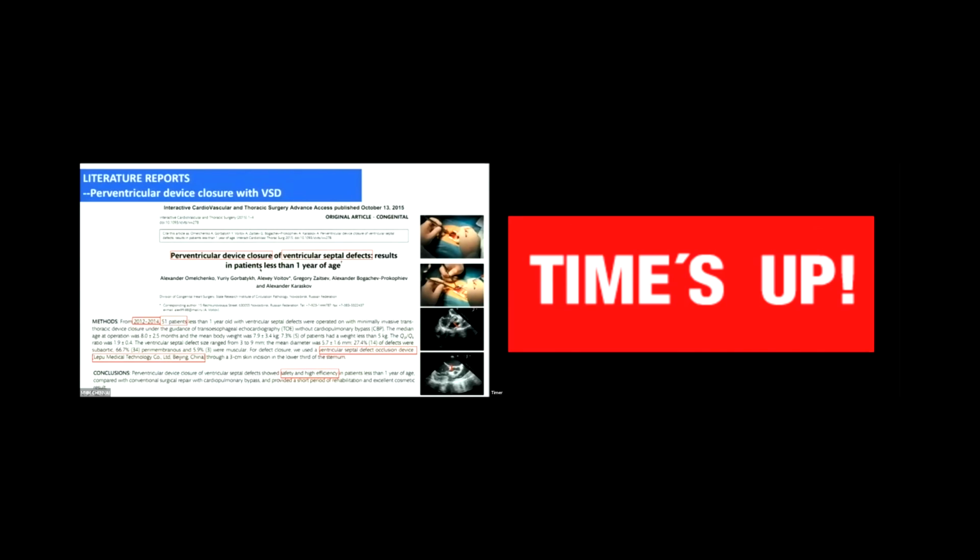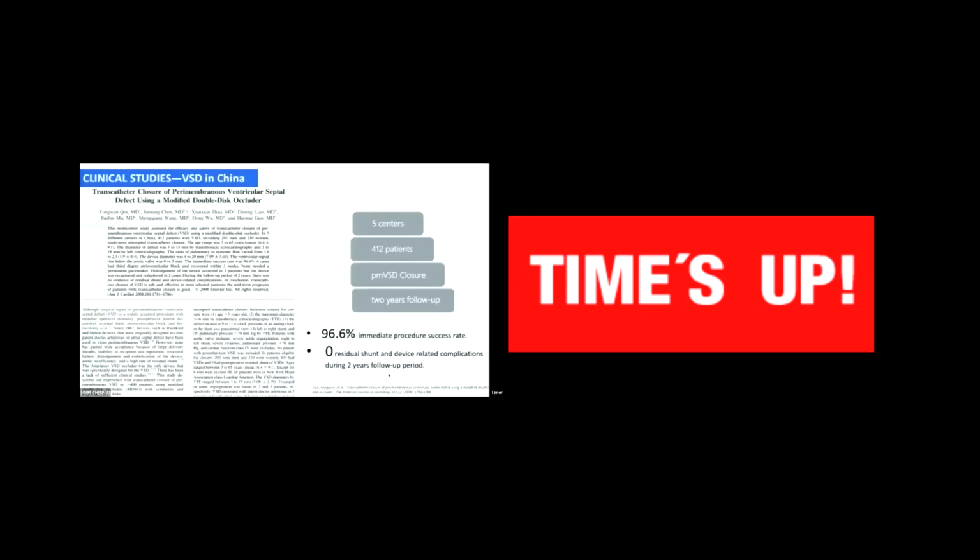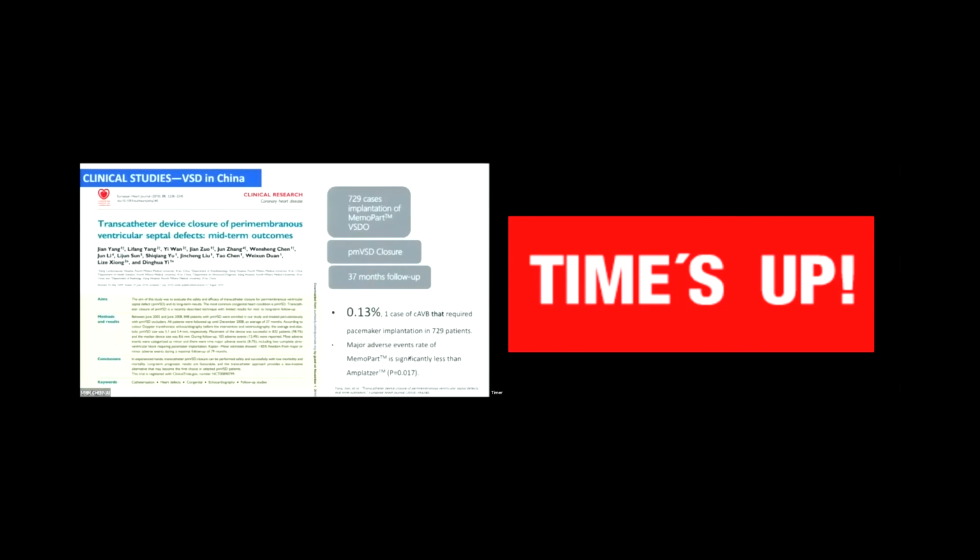And hybrid periventricular closure of VSD in less than 1 year of age, again from the Chinese population, proved its safety and efficacy in less than 1 year of age. And this is a symmetric VSD occluder, transcatheter closure of perimembranous VSD using a modified double disc occluder, a multicentric study with 96.6% immediate success rate. There was zero residual shunt at 2 years follow-up.